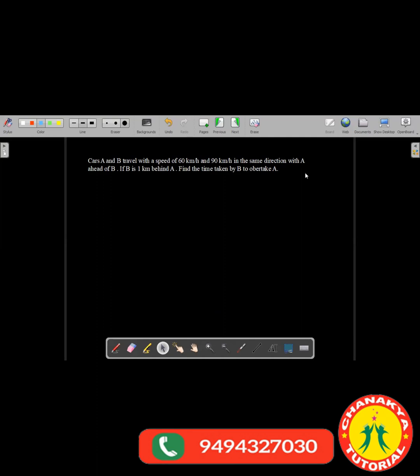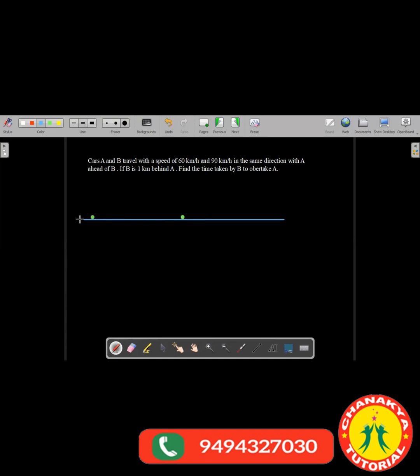Cars A and B travel with speeds of 60 km and 90 km per hour in the same direction with A ahead of B. If B is 1 kilometer behind A, find the time taken by B to overtake A. So there is one method that you can use like this. For car A it's 1 kilometer per minute, and for car B it's 1.5 kilometers per minute.